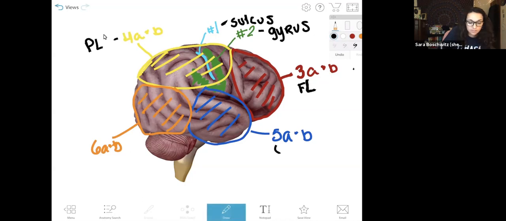All right, 5, that's going to be the temporal lobe. And that's going to be for processing auditory information. So it's on the side, kind of near your ears. It's a good way to remember. That's where the auditory cortex lives. And number 6 is going to be the occipital lobe. That's where visual information is processed.